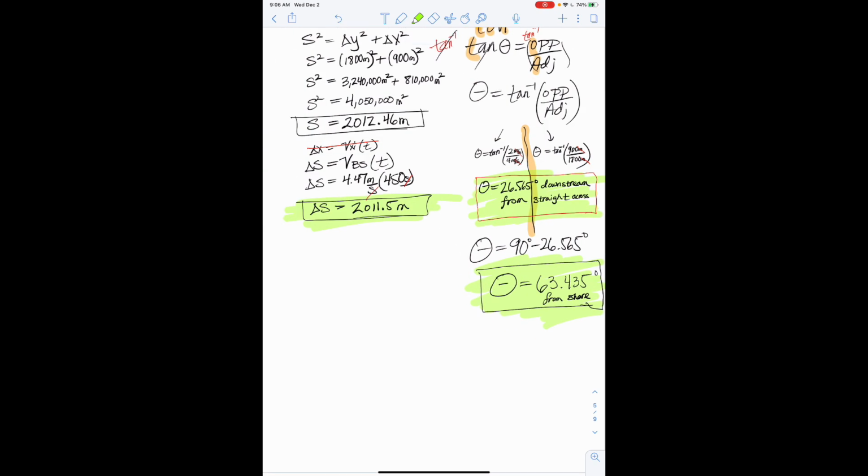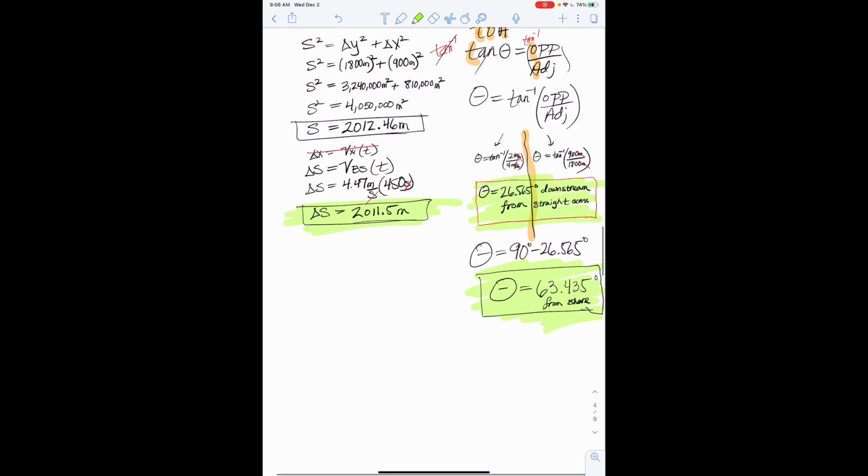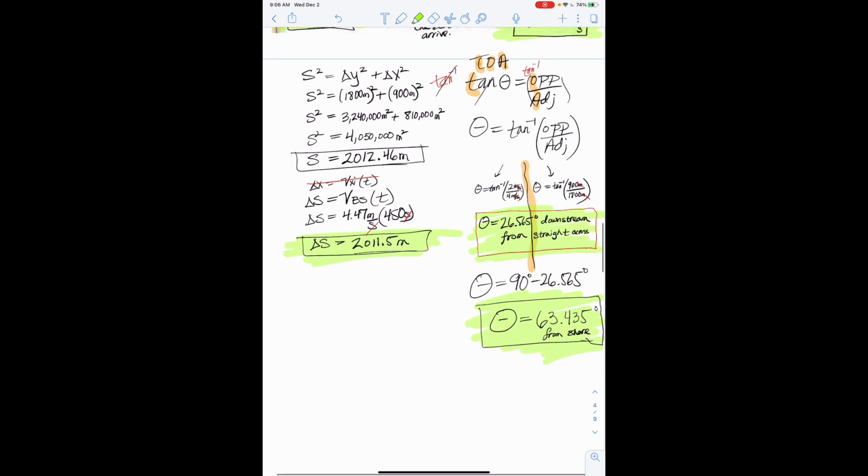All right, so I just feel like when we say from shore, it could point differently. It could point upstream. So maybe I need to say downstream from shore. Yeah, I think I like that a little bit better. All right, I think I like that a lot better.